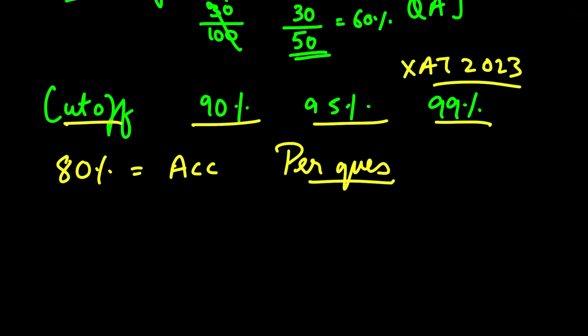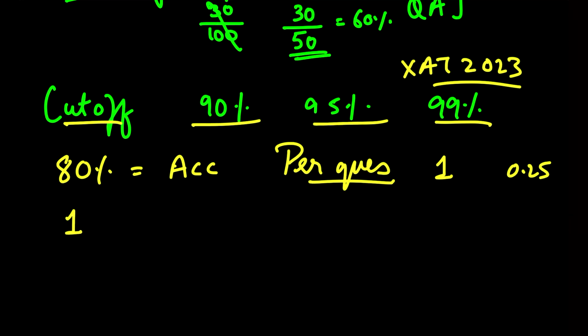Okay, so per question marks, if I specifically talk about XAT, then XAT gives you 1 mark for one correct answer and 0.25 negative for one wrong answer, right? So what you will do in this case is take these two numbers and generate a formula for yourself.